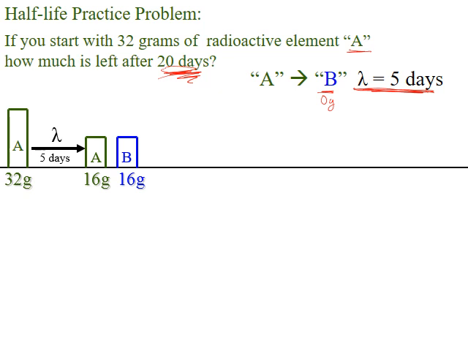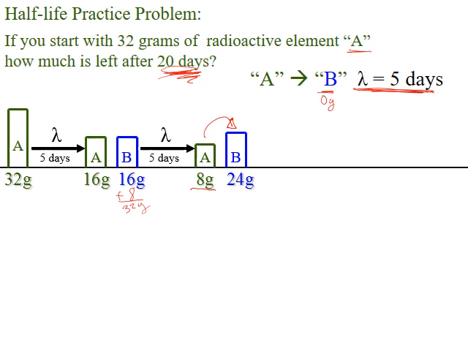So what's going to happen after the next half-life? Again, I'm going to take half of the radioactive element. Now, this is where people screw up. They think, oh, you're going to have 0 grams of A and 32 grams of B. No, you're not. You're going to have half the remaining radioactive isotope. So instead of having 0, you're going to have half of 16, which is 8. And the other 8 went and turned into B. And because you already had 16 grams of B, 16 plus 8 gives us 24 grams.